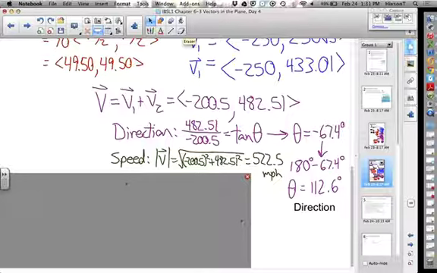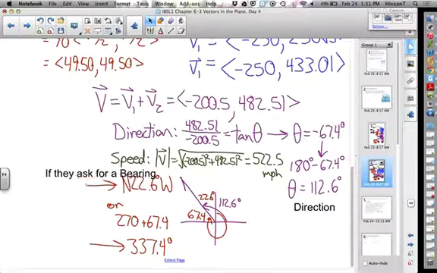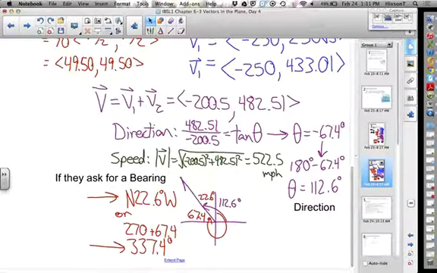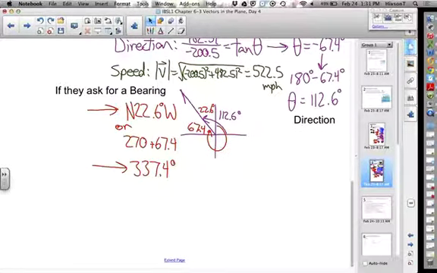So here we have our magnitude and direction, which gives us the resulting speed that we're going to go if our plane normally goes 500 and then the wind is blowing at that angle. Okay? Now, one question that was asked earlier was, what if they ask for a bearing instead of just the direction? And this is where you have to pay attention to what the problem asks you for. Okay? Here is the direction, 112.6.